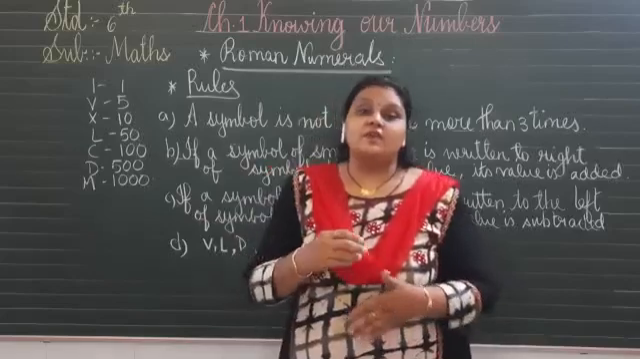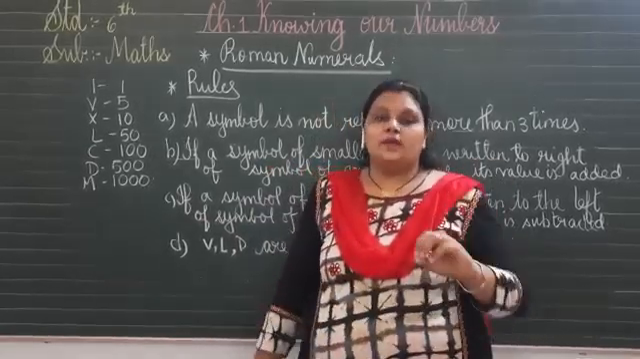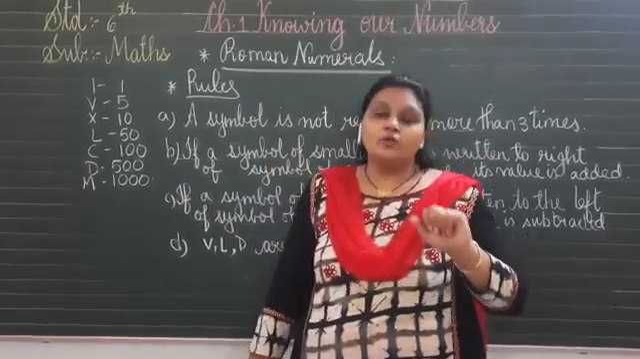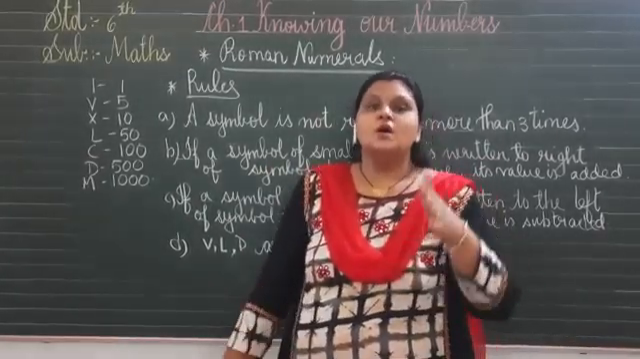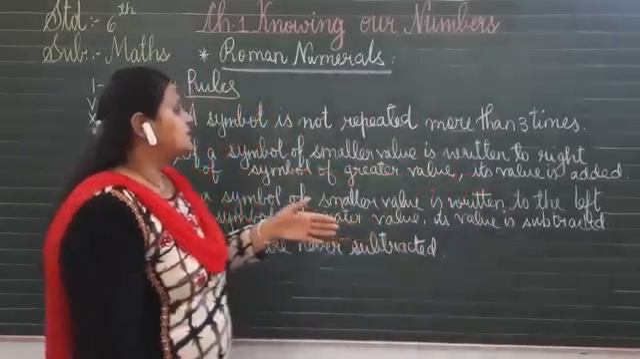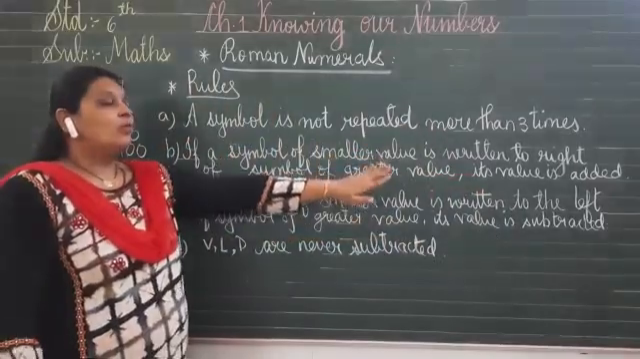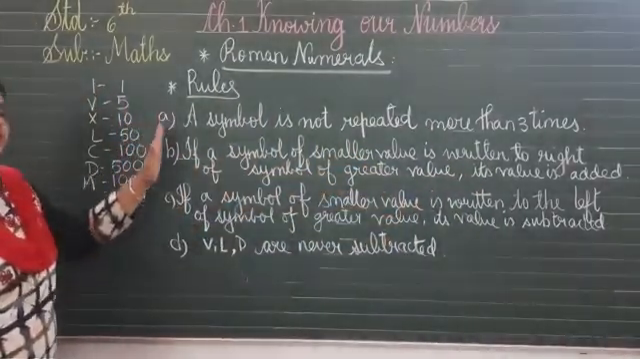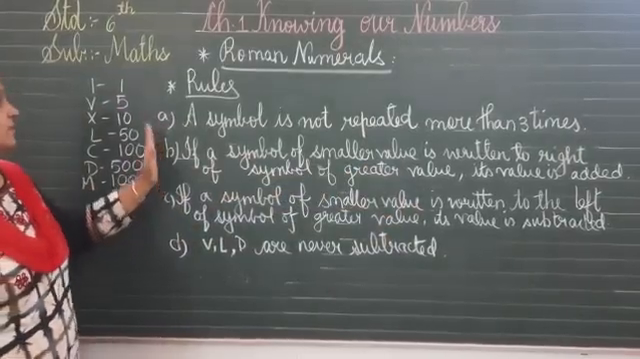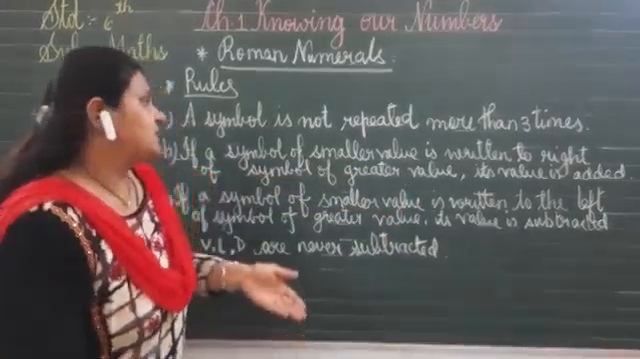Using these 7 letters, we can form any number. Now, how to form the number? There are certain rules. We need to understand those rules. First, a symbol is not repeated more than 3 times. Out of these symbols, a few symbols we can repeat, but that also cannot be more than 3 times.